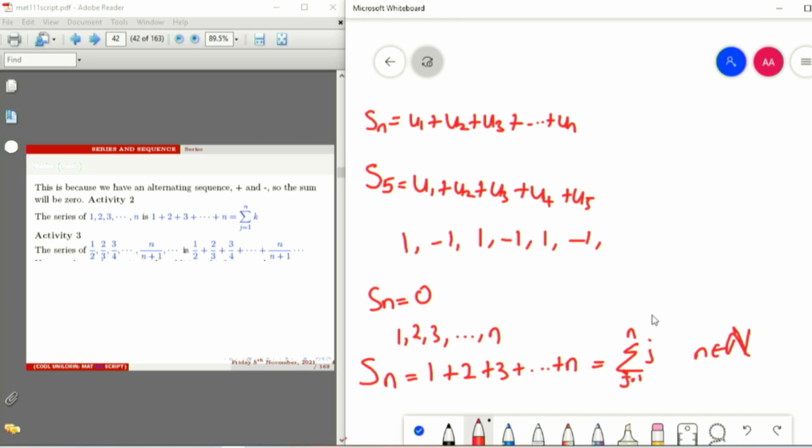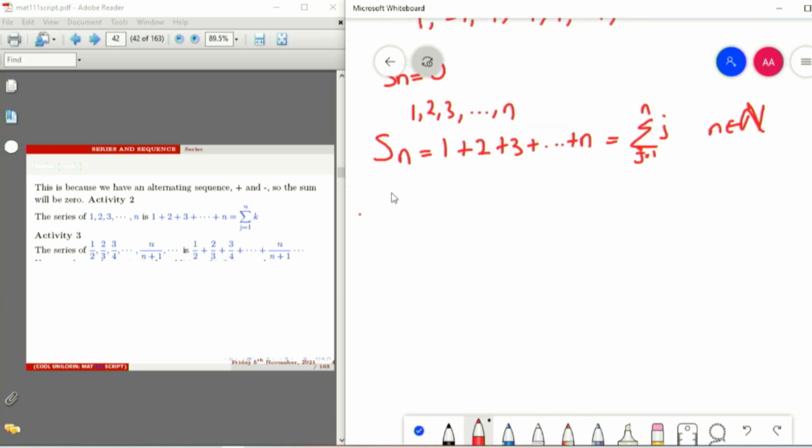Okay, for our next activity, if we have the sequence 1 over 2, and we have 2 over 3, and we have 3 over 4, and we have so many other numbers up until n over n plus 1. Okay, if we're asked to find the series of this, we know that series is the summation of a sequence. So we have 1 over 2 plus 2 over 3 plus 3 over 4 plus all the other numbers plus n over n plus 1.